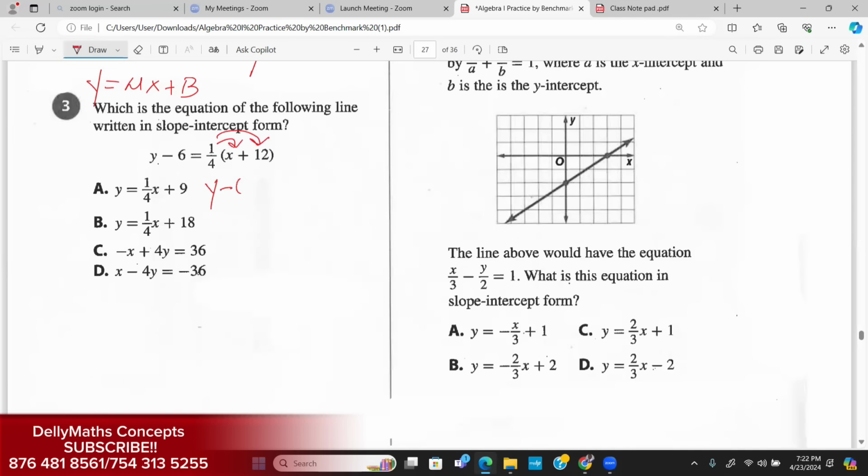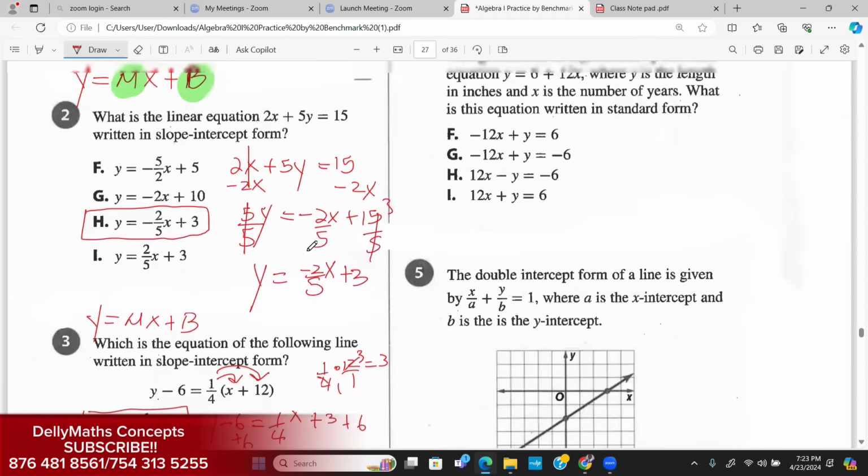So I have y minus 6 on the left side. I'm going to distribute the 1/4 inside. So I'm going to have 1/4 x. And then 1/4 times 12 gives 3, because you could see 3, right? So this becomes +3 right here. All I'm going to do now is add 6 to both sides. So then finally, y is equal to 1/4 x plus 9. So my answer is A.